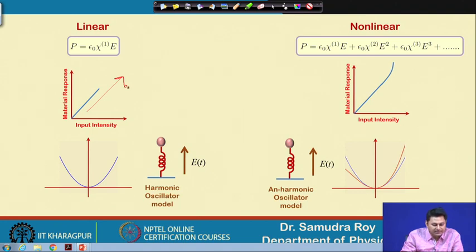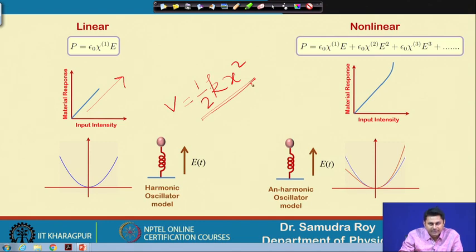One can also consider this in terms of the potential. When we launch an electric field that is not very high, the potential generated due to the restoring term of the spring is simple harmonic in nature. That means the potential V is half k x squared, where k is the spring constant. So the electron is vibrating under a potential of this form.